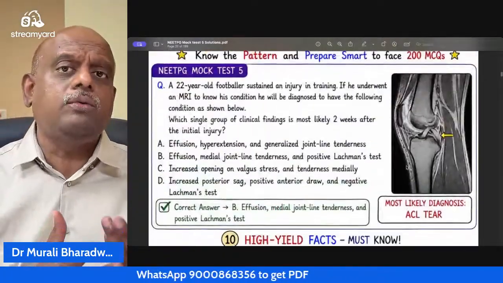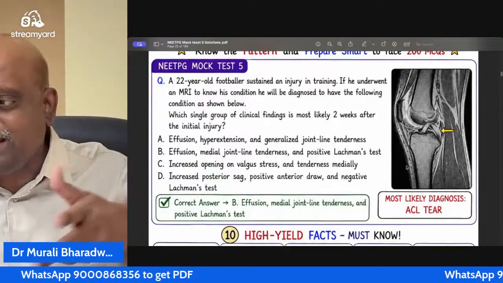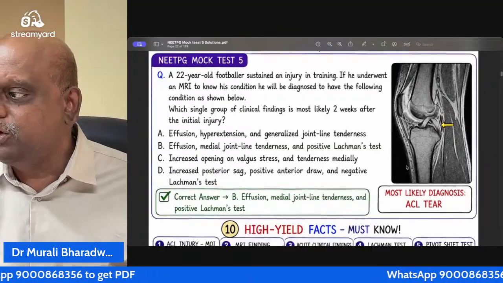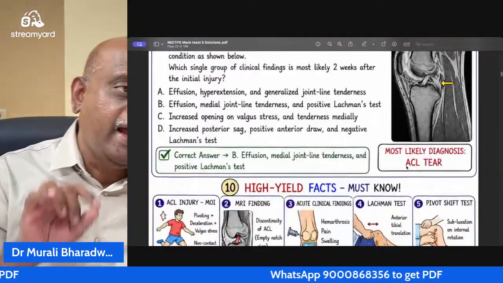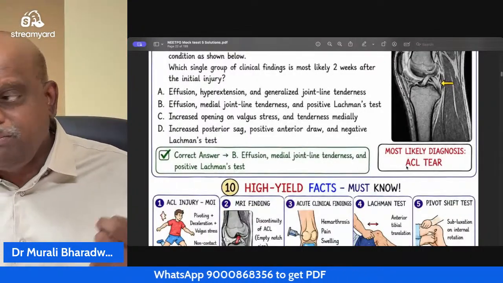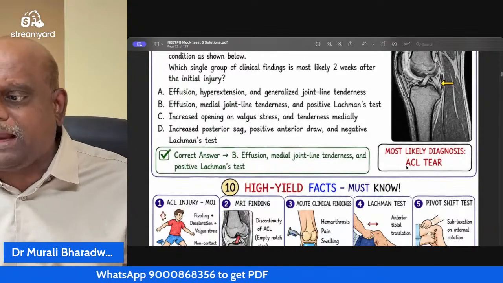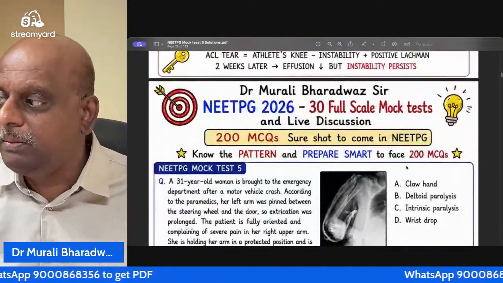Now, a 22-year-old football player sustained an injury. Suddenly the leg got twisted. So what do you expect, doctor? The most likely possibility is an anterior cruciate ligament injury. There will be an effusion, medial joint tenderness, positive Lachman's test. They're all the classical features which you need to remember.